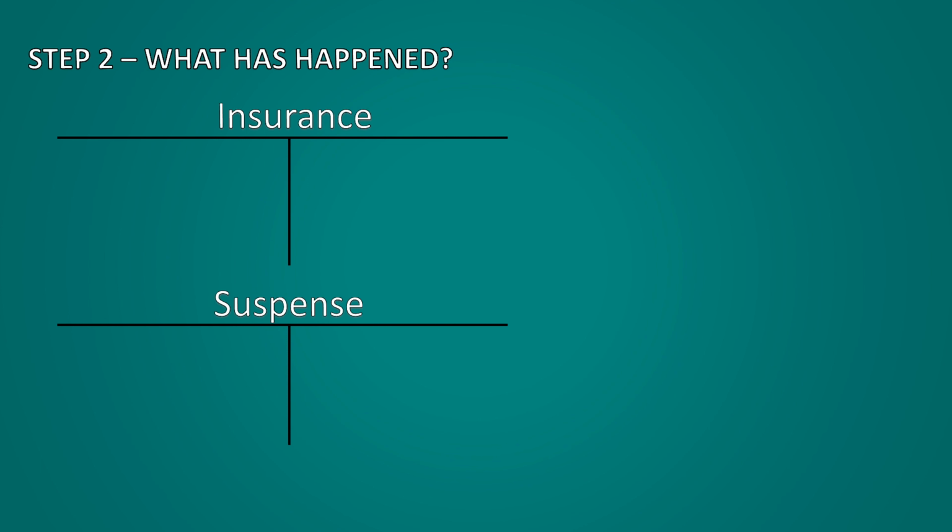Step 2, now let's have a look at what has actually happened. So the entry made to the insurance account is correct, but as there was no credit entry made within the accounts, the system would have automatically created a suspense account in order to make the accounts balance. As seen on screen, this would result in a suspense account with a £1,700 credit balance.